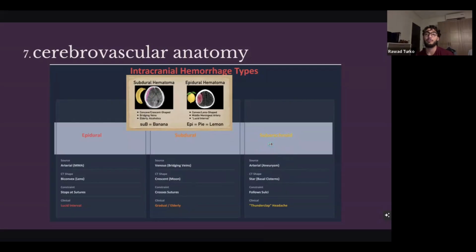Usually you would see that with berry aneurysms or aneurysms in the circle of Willis, specifically either ACOM or PCOM. It would be a subarachnoid hemorrhage, obviously, and it would be described as the worst headache of a person's life or a thunderclap headache, okay? But it's going to be extremely symptomatic right away.